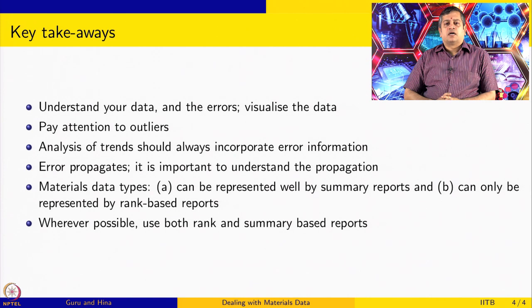But on the other hand, some materials data can only be represented in rank based reports. You need to give things like histograms to describe these data. And if you just use summary reports like we found, for example, for phase 2, it looked as if there were so many outliers. If you assume that the data is normal, then obviously it is not normal, because compared to the mean, up to 6 sigma you found data points and they were all only on one side. So, it is obviously not a normal distribution. So, it is better to describe such data using the appropriate distribution.